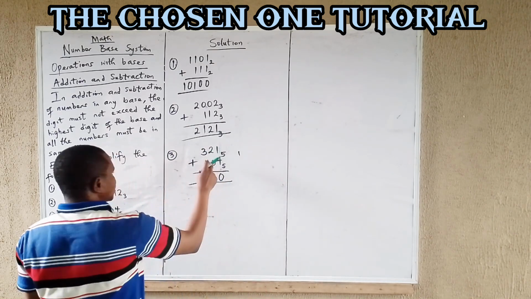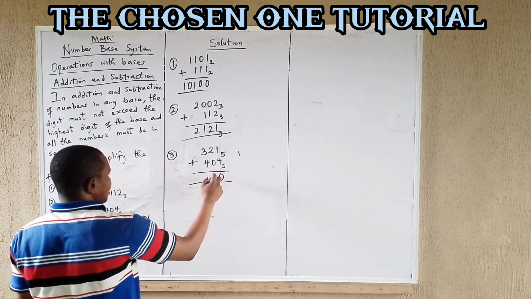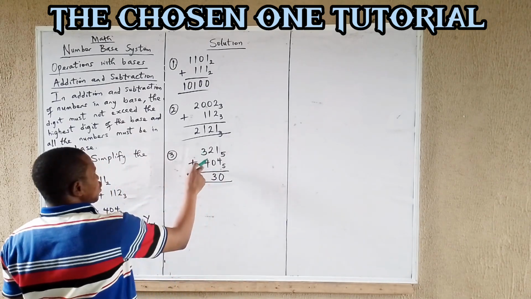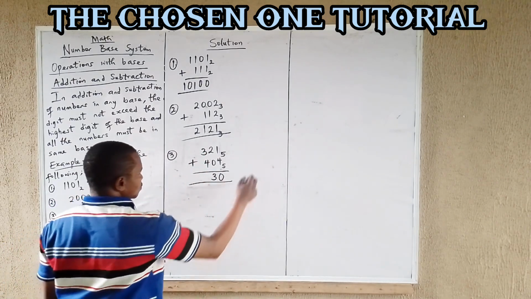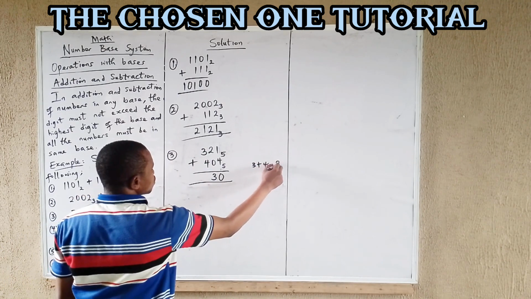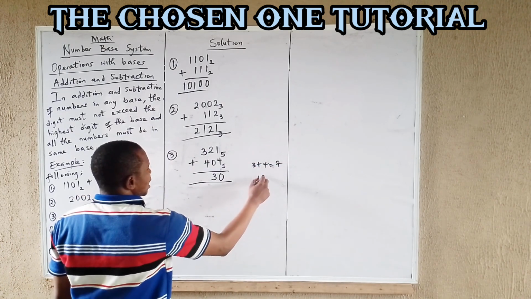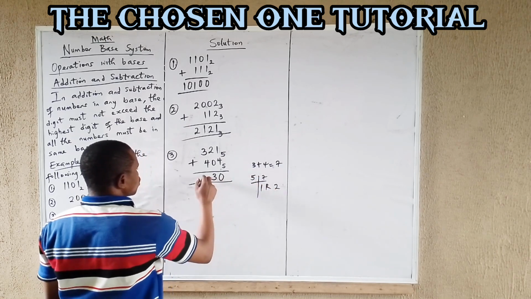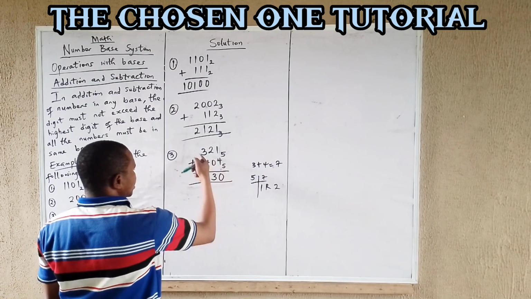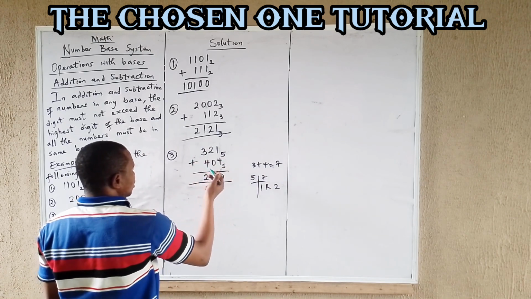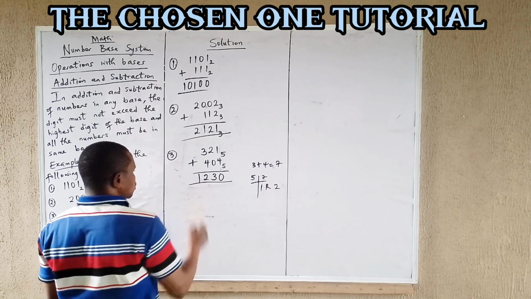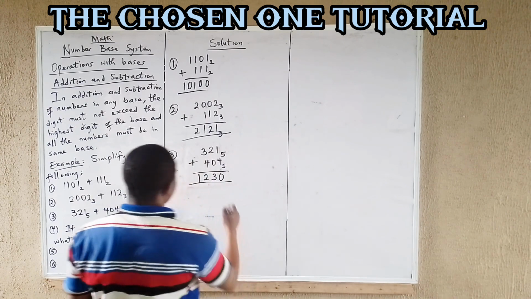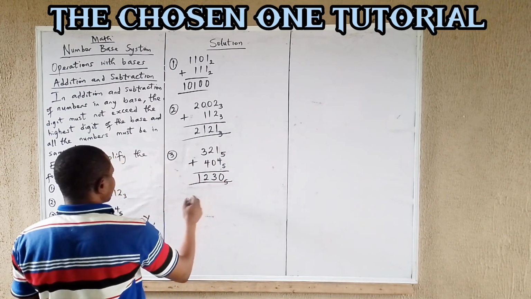2 plus 0, that's 2, plus this one, that will be 3. Then 3 plus 4 is equal to 7, and 7 in base 5 will be 1 remainder 2. So we are going to write 2 and keep 1, and since that's the last digit there to add, we are going to write 1 here. So that means we are going to have 1230 base 5.